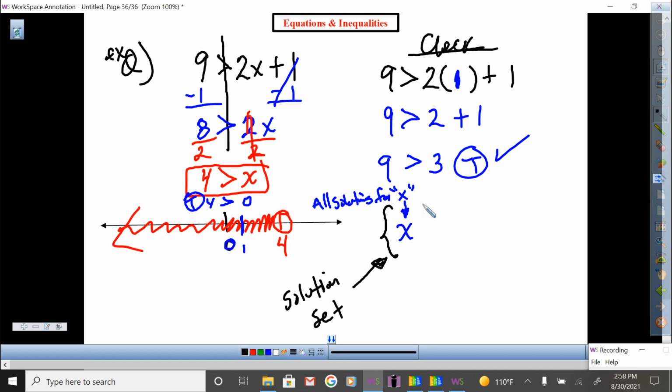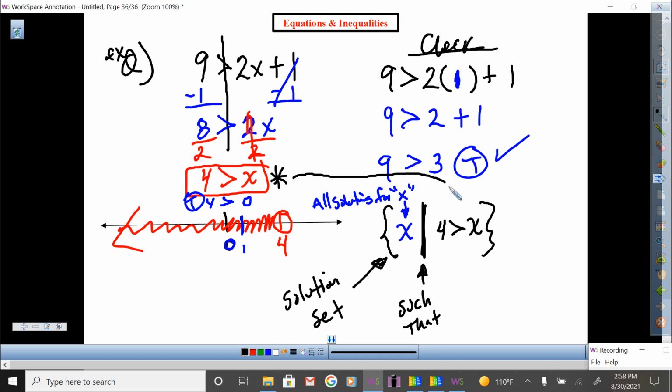Next, what do I write? A bar, like this. And what does that mean? Such that. Kind of like meaning, okay, the solution set for X, such that, which means as follows. And lastly, we take our inequality that we came up with at the end, and we write it here. We write 4 greater than X, and you close your solution set. Draw an arrow if you need to, in case you get lost, saying that that goes right there.